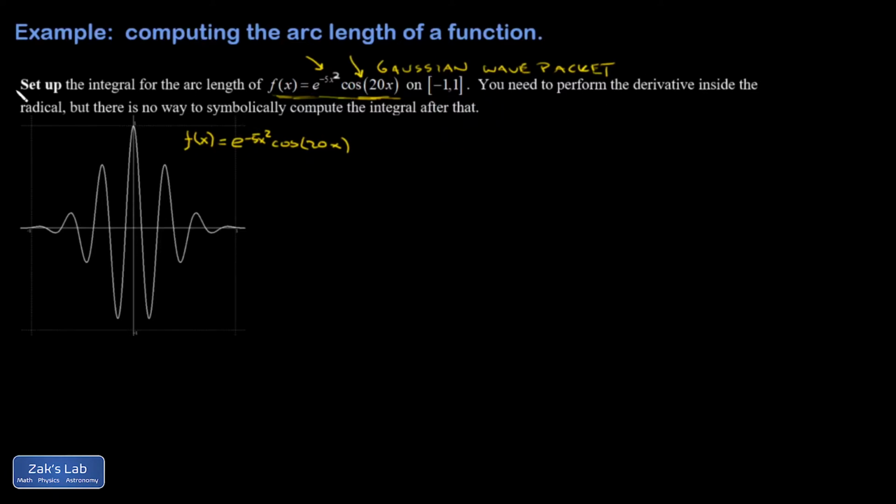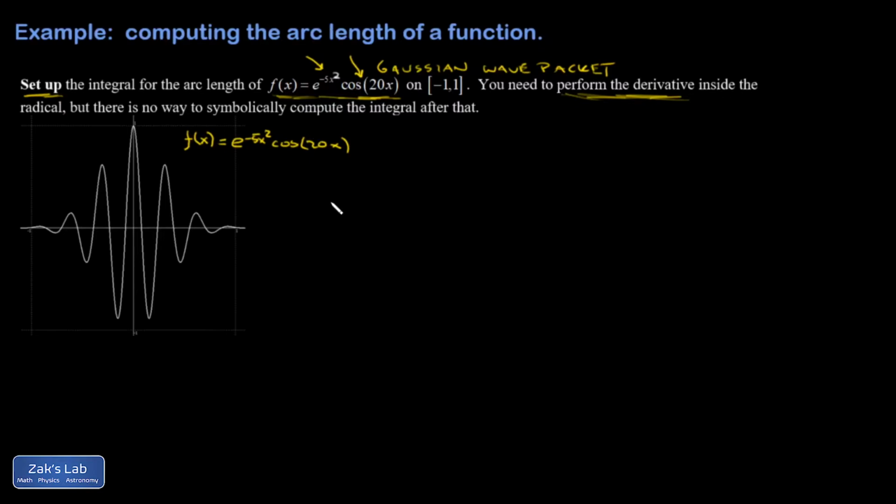And on this, you're asked just to set up the integral. And I asked you to perform the derivative inside the radical for the arc length formula. But after that, you're just stuck. There's no way to symbolically do the integral. And this is true for a lot of arc length integrals. They just require numerical approximations because the formula is just so nasty.